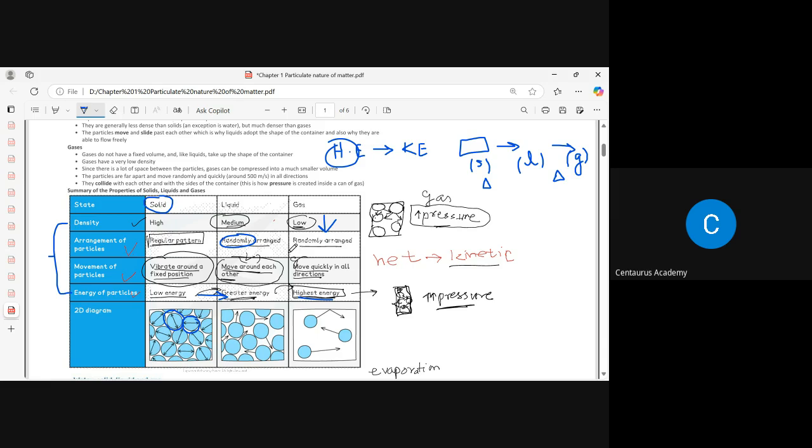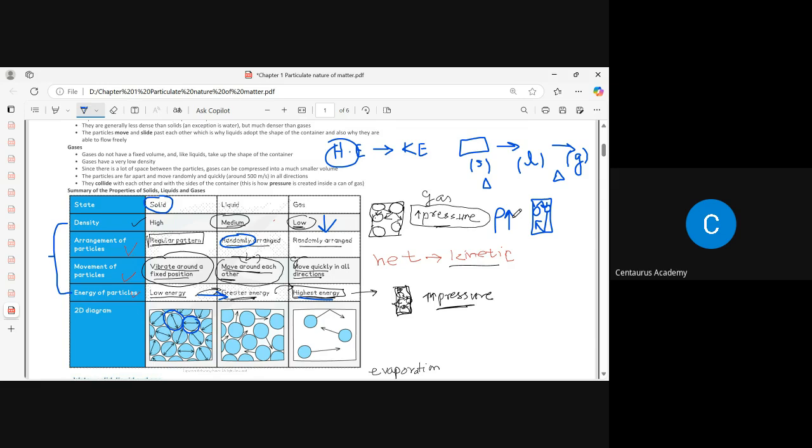Gases do not have a fixed volume. Like liquids, they usually take the container's shape. They have very low density. And they will all be randomly moving around in all directions. Also, if the gaseous particles are in a closed container, since they are randomly moving around in all directions, they will be colliding with the other particles and the walls of the container. As a result, the pressure within the gaseous container also increases.